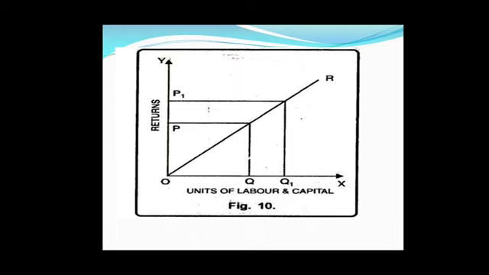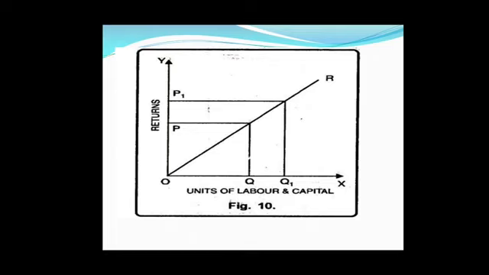This stage can also be illustrated or explained with the help of a figure. Here in this figure, same along the x-axis, we take the variable factors, and the y-axis represents the returns or the increase in output. And here we can see that when factors of production, that is the labor and capital, increase from Q to Q1, output also increases from P to P1.